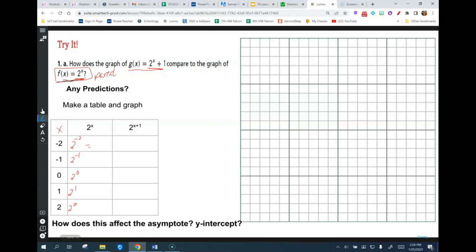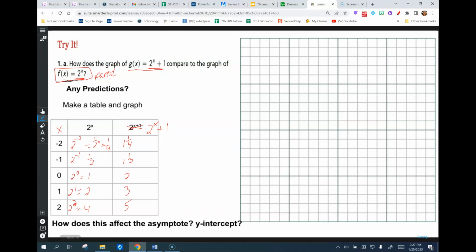So this is our x value. And this is 1 over 2 to the second, so this is 1/4. And then this is 1/2, 1, 2, and 4. Now, I wrote that wrong. This should say 2 to the x plus 1. So I just found 2 to the x. Now I'm just going to add 1. So if I add 1 to 1/4, I get 1 and 1/4. I get 1 and 1/2. I get 2. I get 2 plus 1, which is 3, and 4 plus 1, which is 5.